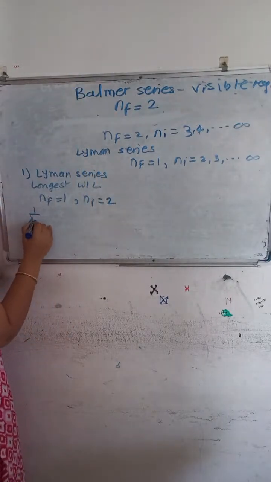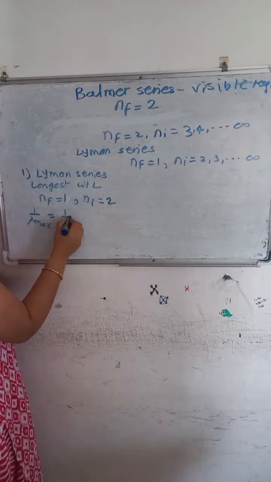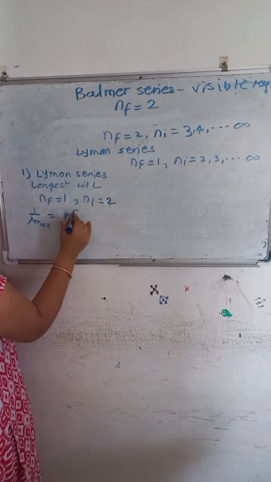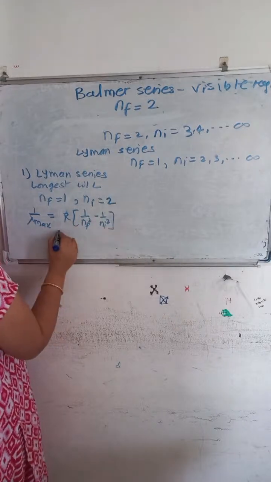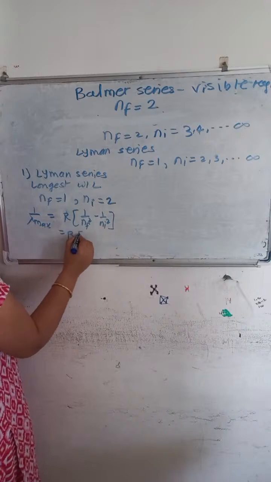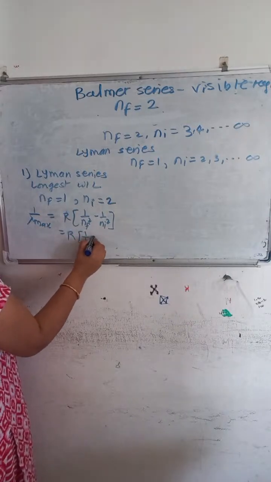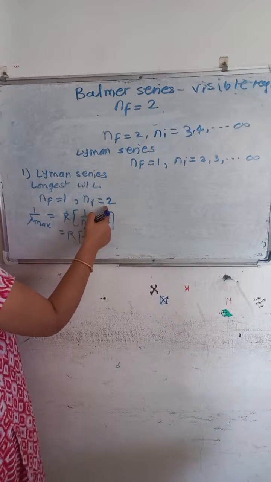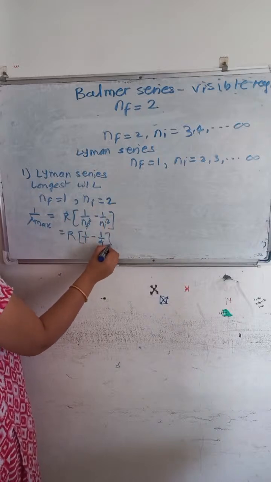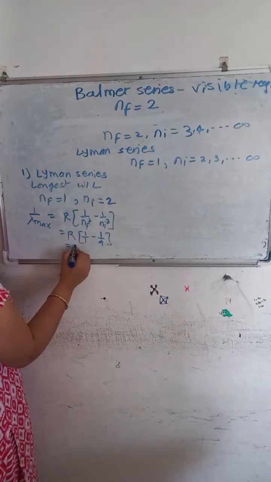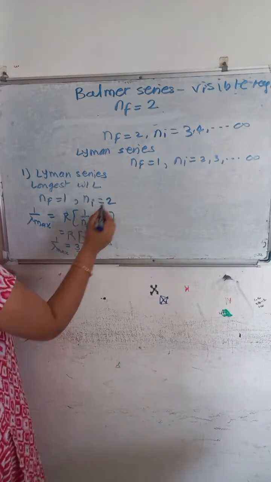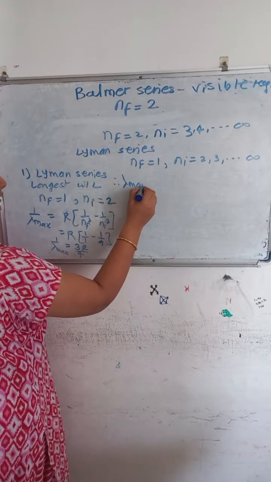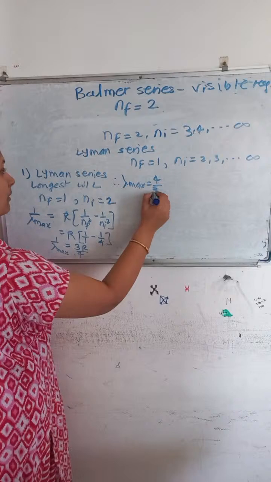Now we have 1 by lambda max is equal to R times 1 upon nf square minus 1 upon ni square. Substitute the values. R you can keep as it is. nf is 1 by 1 because 1 square is 1. ni square, that is 2 square is 4, so 1 by 4. Take the LCM here, then you will get 3R by 4. This is nothing but 1 upon lambda max. If you reciprocate it, lambda max is 4 upon 3R.